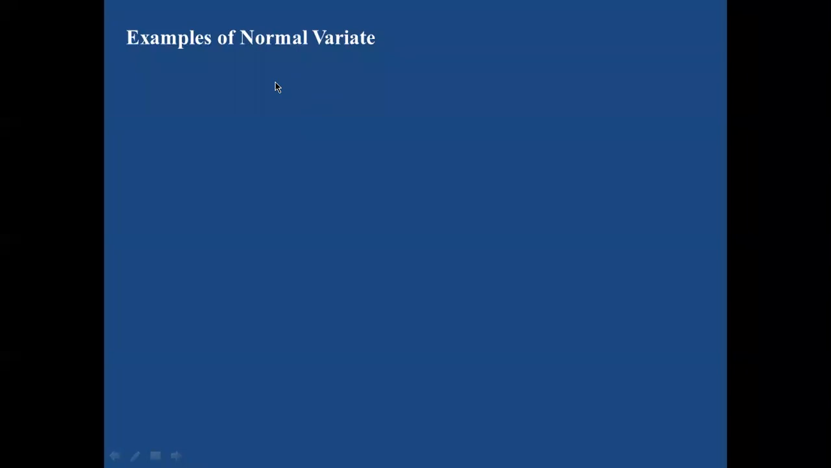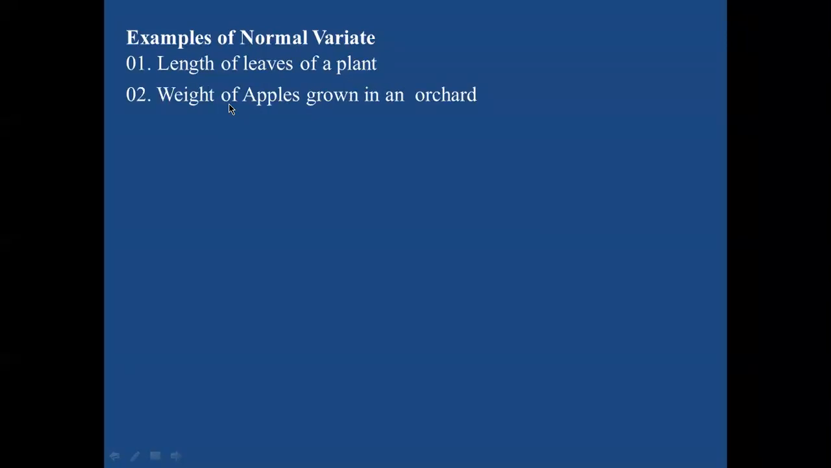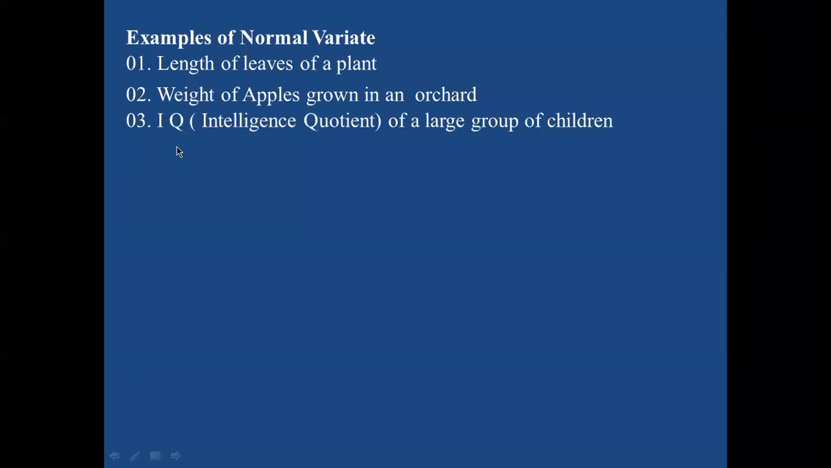Okay, in the previous class, I explained the examples of normal variate. One is the length of the leaves of a plant, second is the weight of apples grown in an orchard. Then third is the IQ of a large group of children. Fourth is marks scored by the students in an examination. These are the four examples coming under the normal distribution. So normal distribution is applicable to continuous variables.